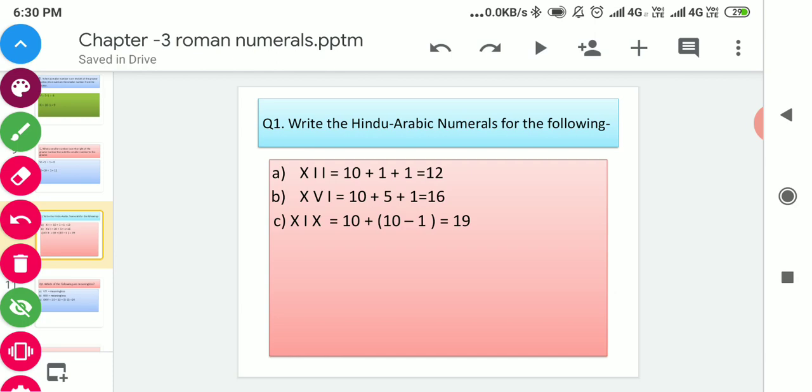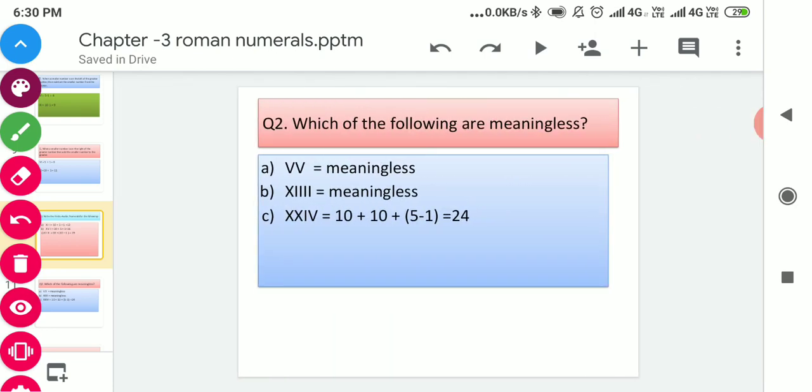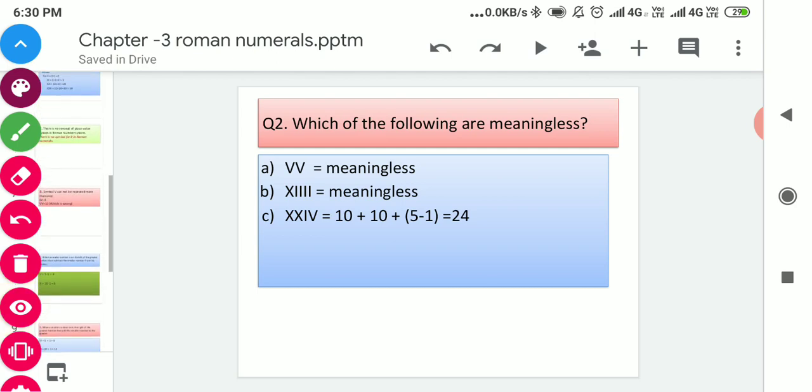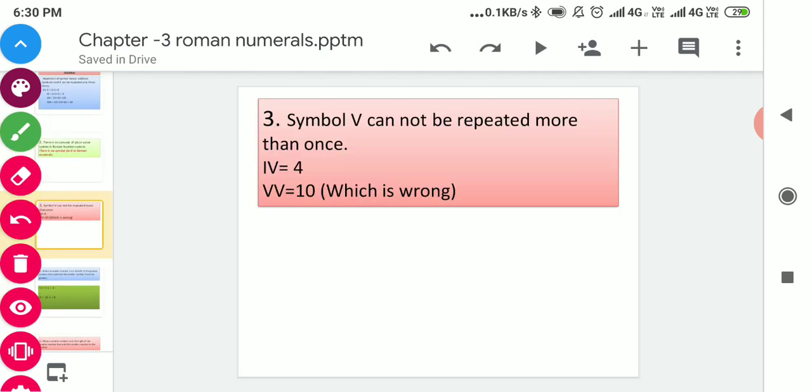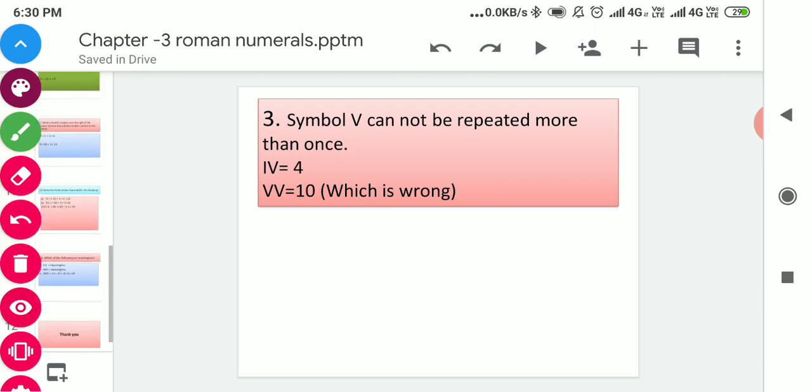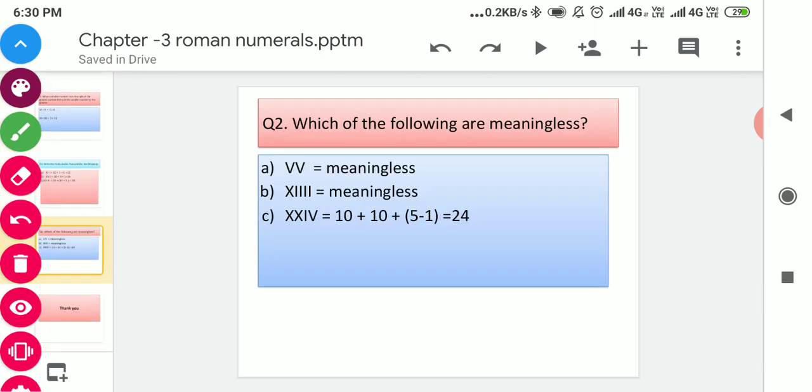Now coming to the next question, question number 2. Which of the following are meaningless? A. VV. As we have already discussed in rule number 3, symbol V cannot be repeated more than once. So we have already discussed VV is equal to 10, which is wrong. So in this question number 2, VV is meaningless.